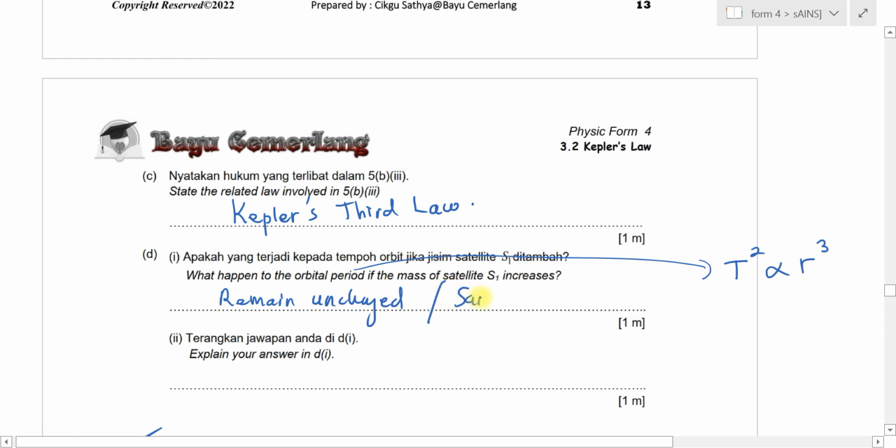Okay, why? Because orbital period is not affected by the mass of satellite.